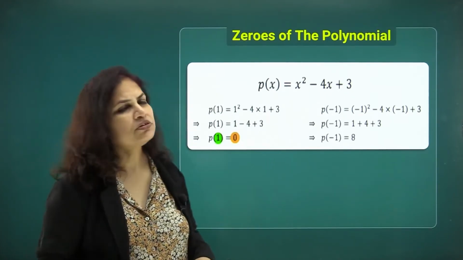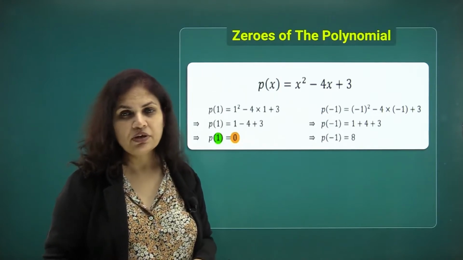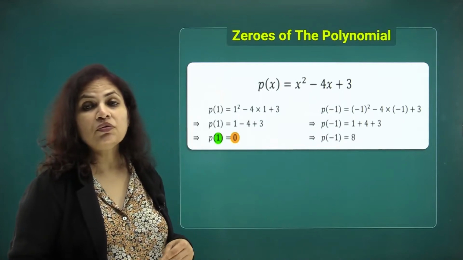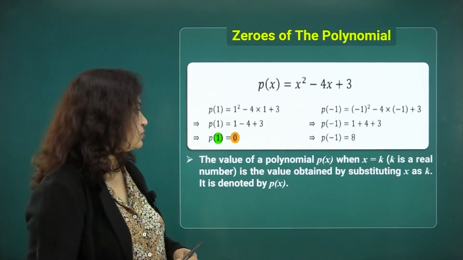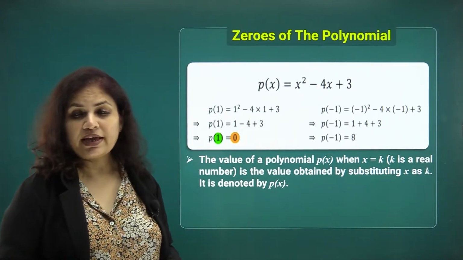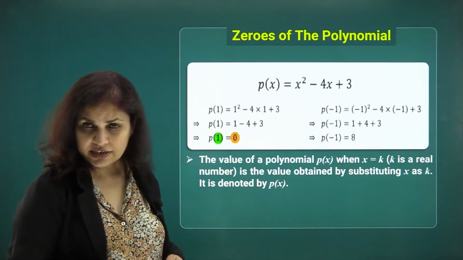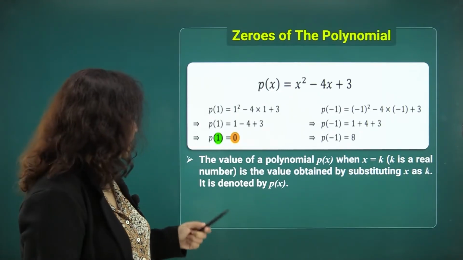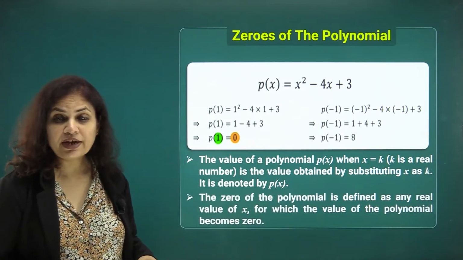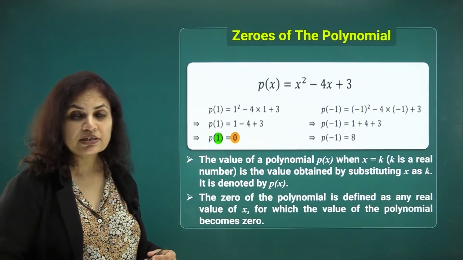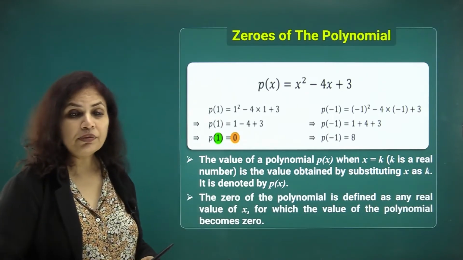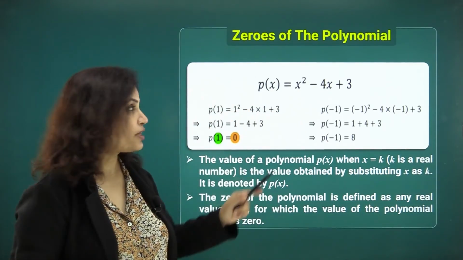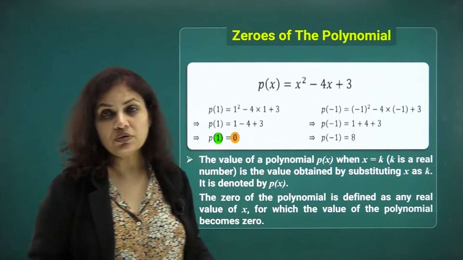But we cannot use the trial and error method every time. For finding the zeros of the polynomial, we need to factorize the polynomial. So, the value of a polynomial p(x) when x is equal to k, where k is any real number, is the value obtained by substituting x as k. The 0 of the polynomial is defined as any real value of x for which the value of the polynomial becomes 0. When this expression becomes 0, that particular value of x is the 0 of the polynomial.